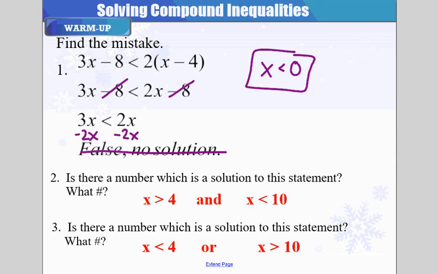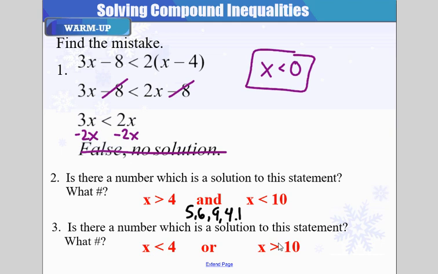So question number 2, is there a number that is bigger than 4 and less than 10? Yeah, there's a lot of them. You could do 5, you could do 6, you could do 9, you could do 4.1. Any number in between 4 and 10 would work. Is there a number that is less than 4 or bigger than 10?